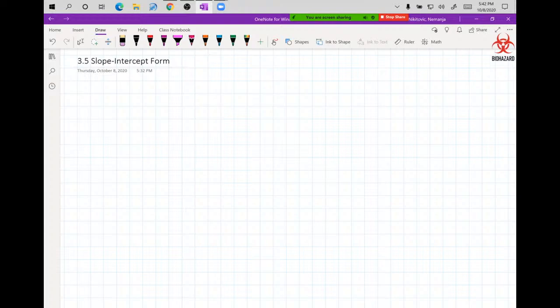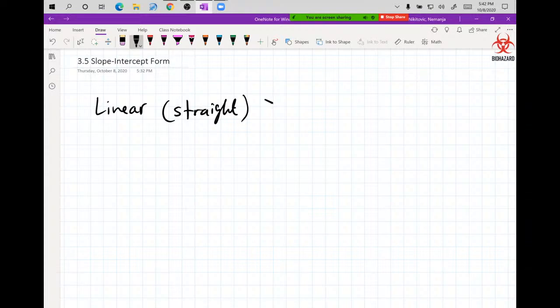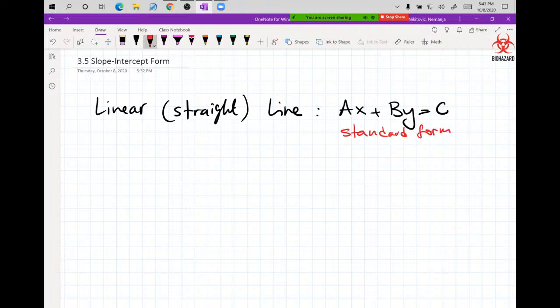So what is the focus of chapter 3? Linear, which means straight line. And we learned already one form of that line. That was ax plus by equals c. Sometimes it's called standard form, sometimes linear line, or an equation with two variables. But most people will call it standard form for the linear line.